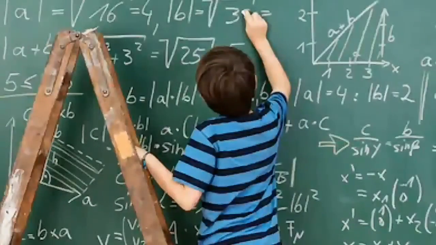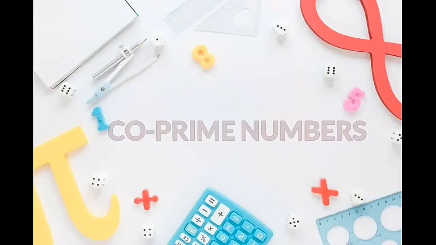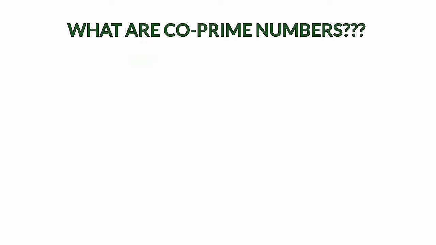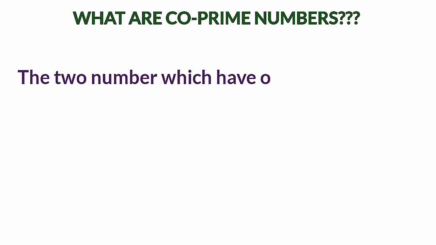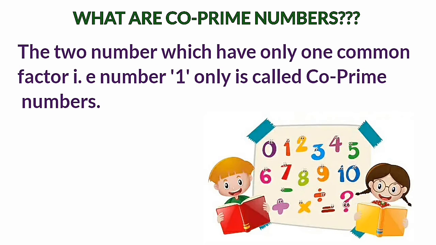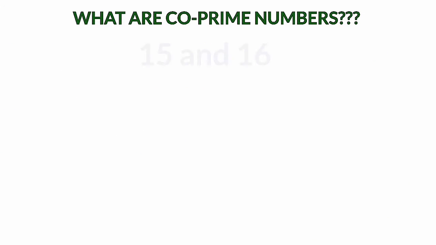Now, let's discuss coprime numbers. What are coprime numbers? The two numbers which have only one common factor, that is 1 only, are called coprime numbers. For example, 15 and 16. Let's elaborate the example. First, find out the factors of 15 and 16.